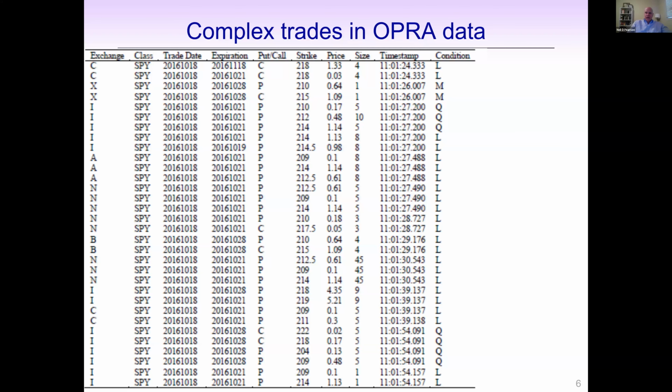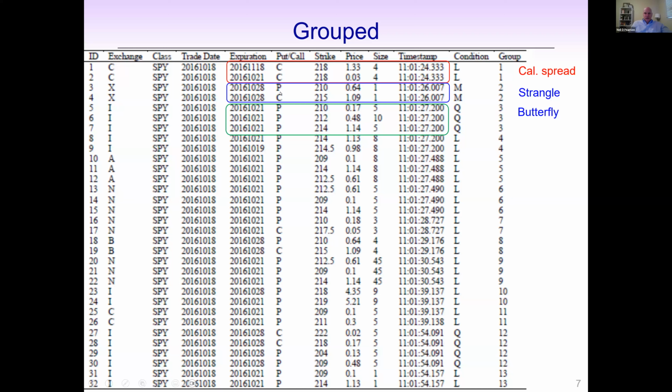You look at the first two, and they were reported in the same millisecond. You look at the timestamp. They were part of a complex package. They were reported in the same millisecond, same strike, different expiration dates. We identify the first two trades as a calendar spread.